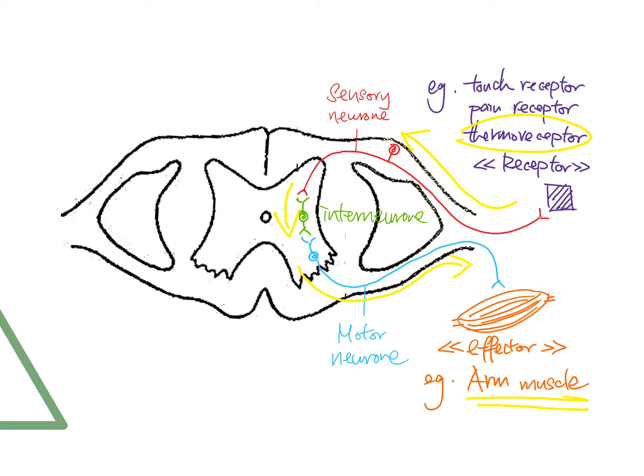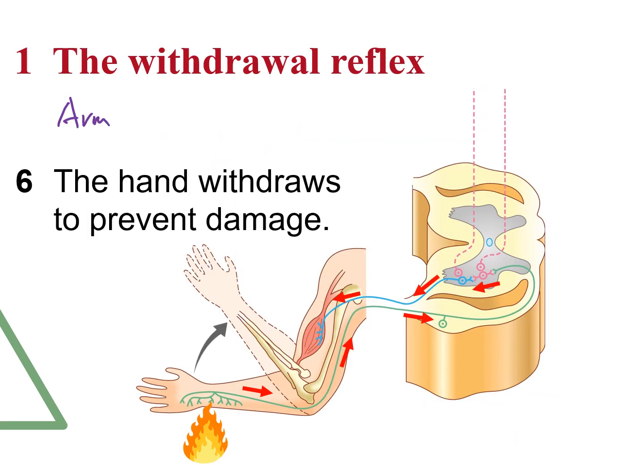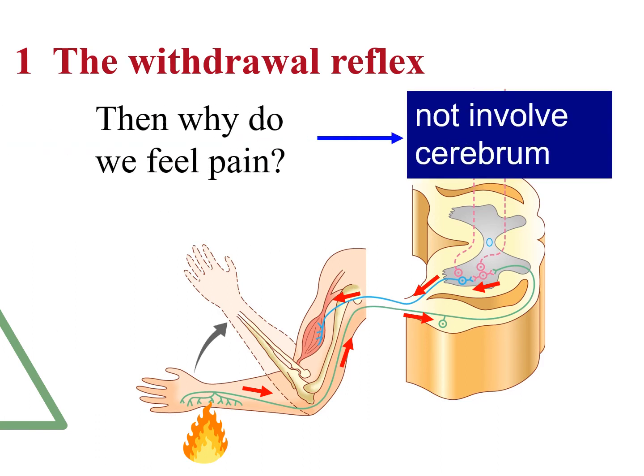The arm muscles will contract. After the arm muscles contract, the hand withdraws to prevent damage. Your withdrawal reflex is very fast, and the nerve impulse does not go to your cerebrum. It does not involve the cerebrum at all.